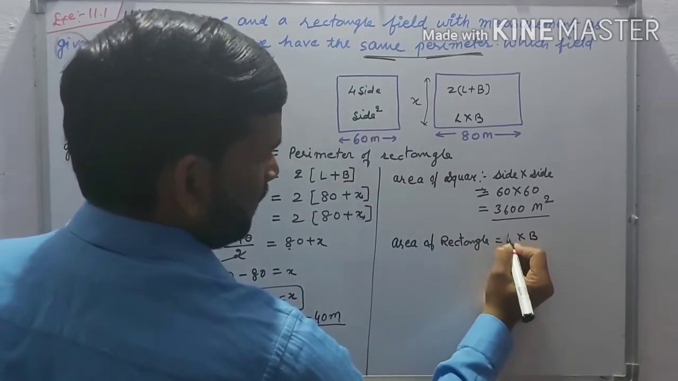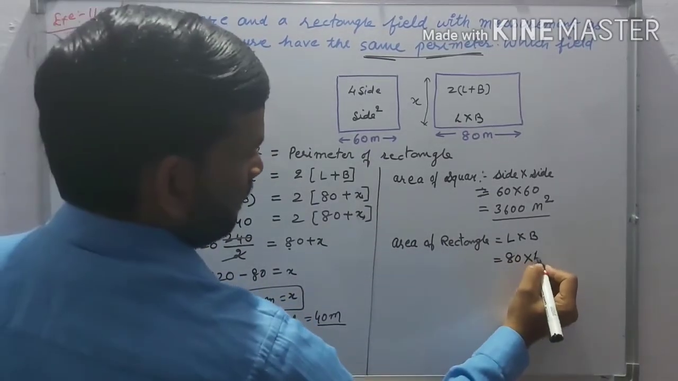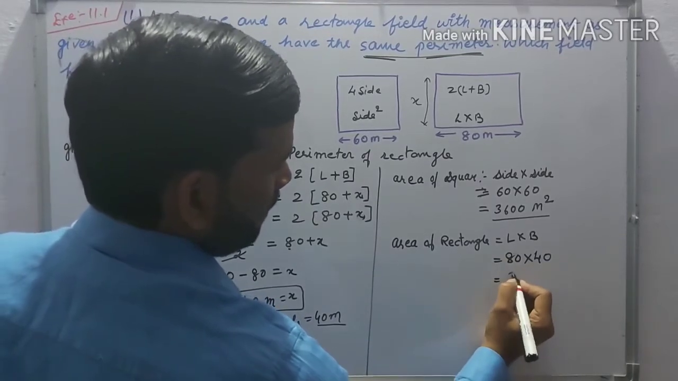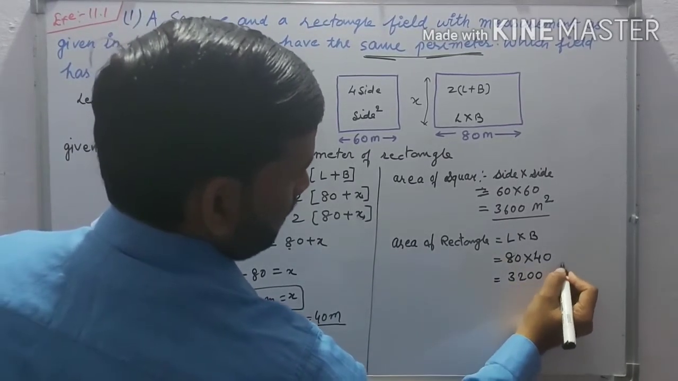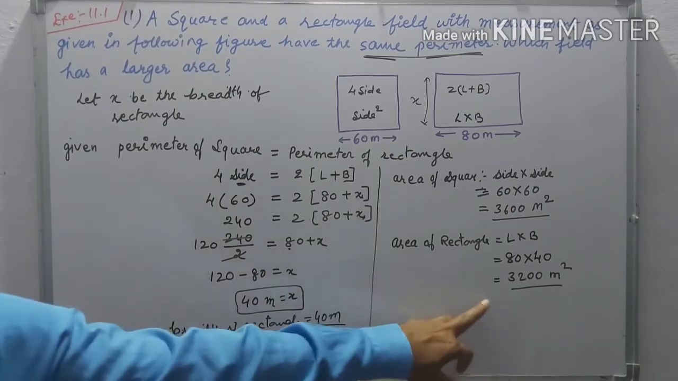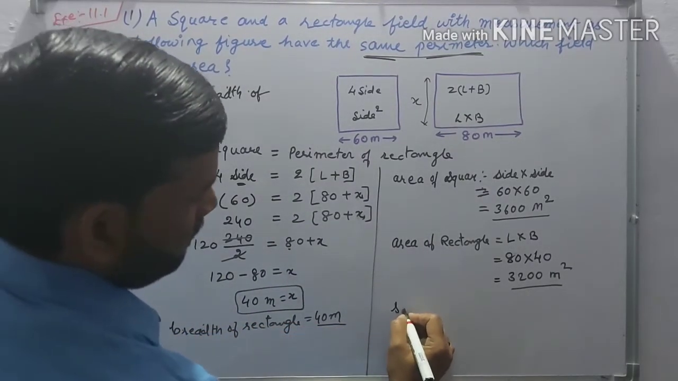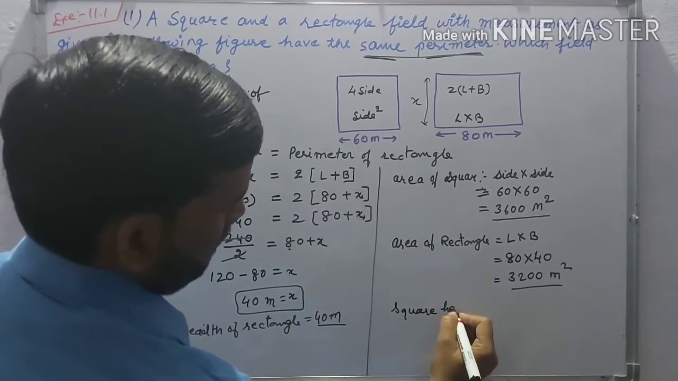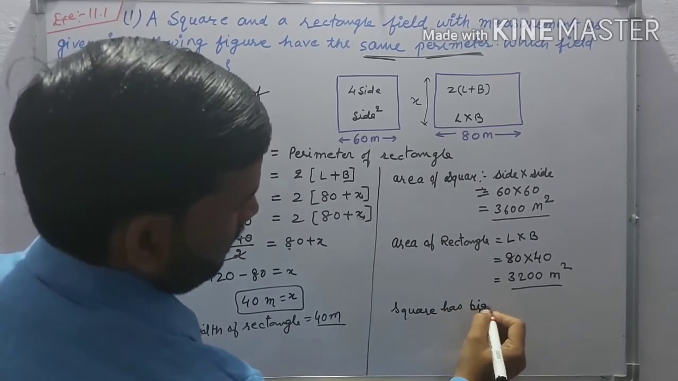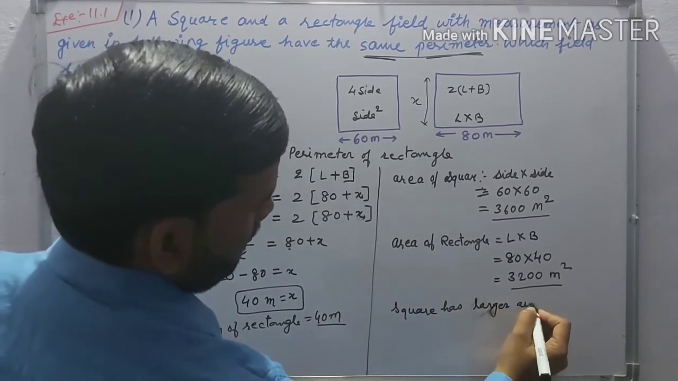Capital or small letters is not any problem. Now length is 80 and breadth you found is 40. Writing 80 into 40, that is 3200 meter square. So the area of the square is 3600 meter square and the area of the rectangle is 3200 meter square. So which area is the largest? Square. So write: the square has larger area.